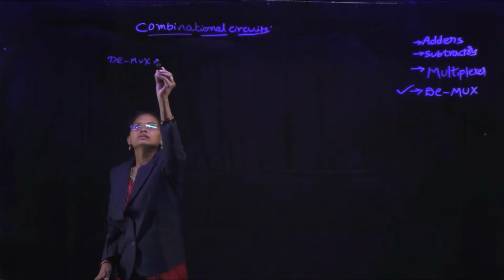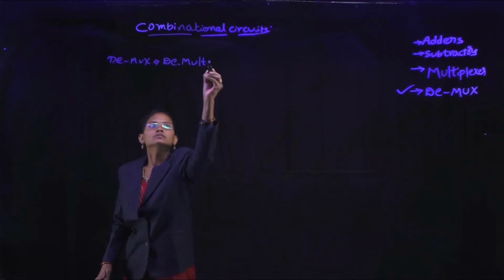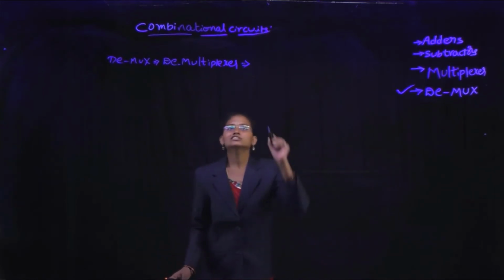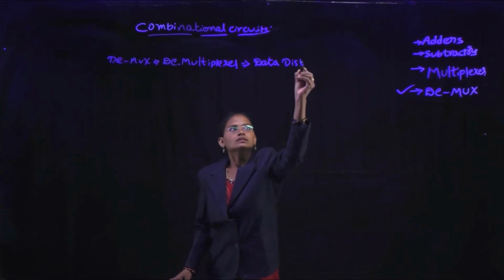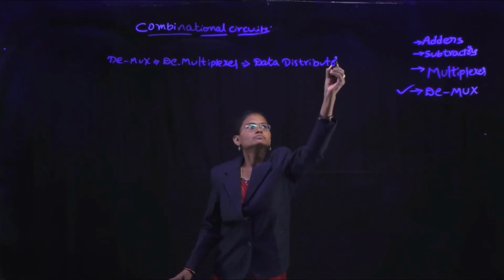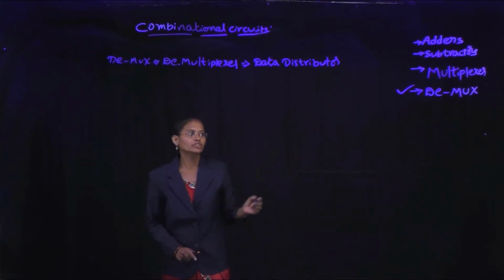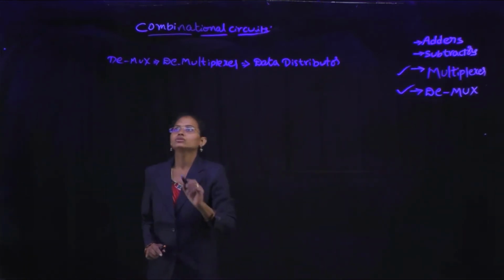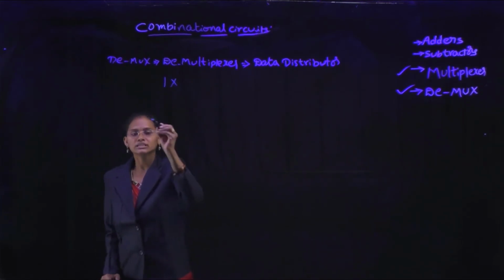Demux, simply called demux. Normally the name is multiplexer. It is also called a data distributor. Okay, data distributor. Here, this is the reverse operation of the multiplexer. This is the combinational circuit, and here a single input is there and produces n number of output lines.